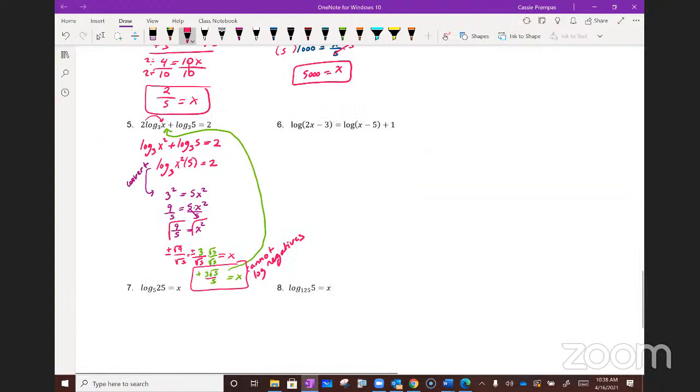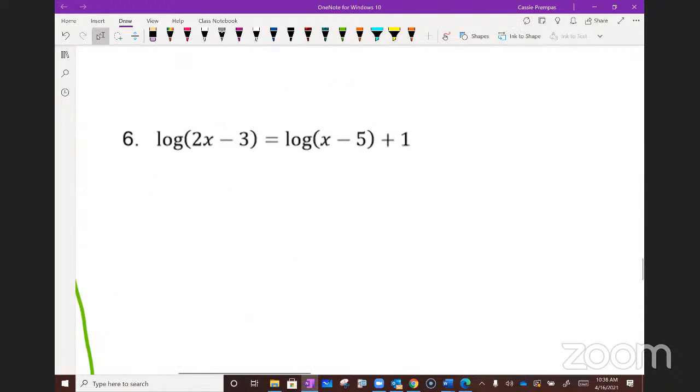All right, we're going to do one more together, and then I'm going to have you try 2 on your own. And if you get these 2, then I'm going to have you just start the homework, maybe finish it before the weekend. Number 6. Ooh, logs are on both sides of the equation. I need to isolate just one. Any ideas?